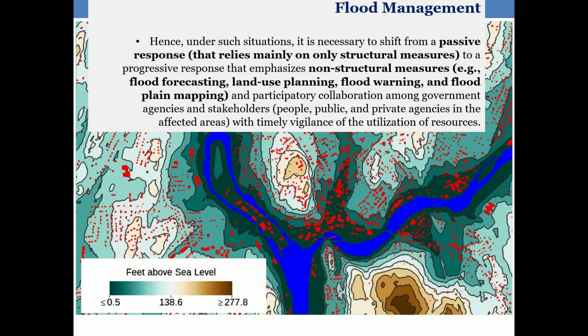So let me read this again. It says it is necessary to shift from passive response. Here passive response means the structural response. From structural response we should go to non-structural measures. One such measure is the flood forecasting method, and this is precisely what my PhD scholar is trying to work on.